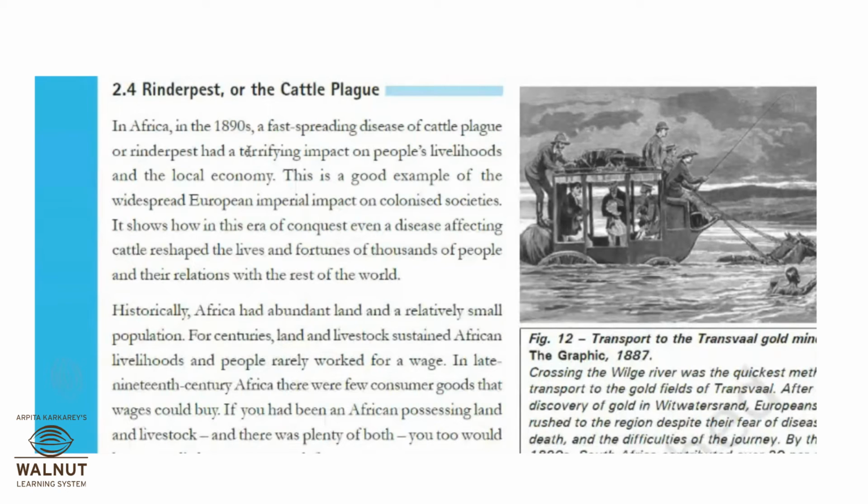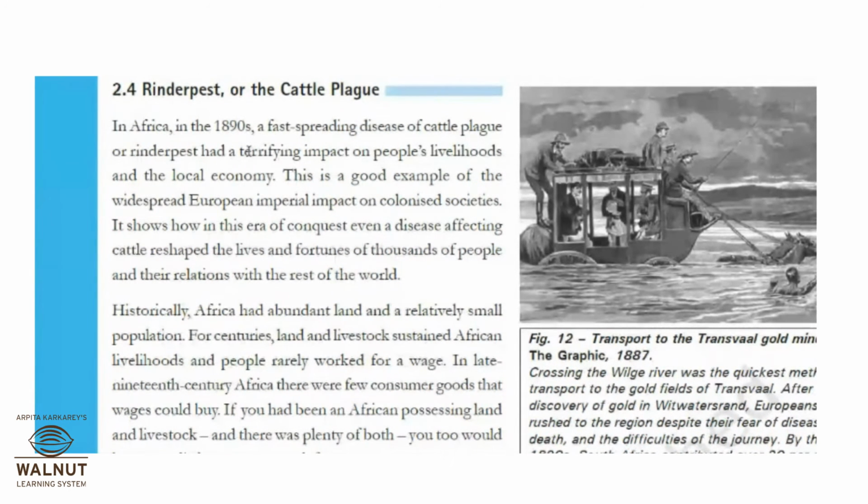So the first sentence, Sakshat, read. In the 1890s, a fast-spreading disease of cattle plague or rinderpest. So underline that if you have the textbook, or write it down for a 1 mark question. What disease spread in 1890 in Africa? This can be a question asked for 1 mark. Okay, start reading it.